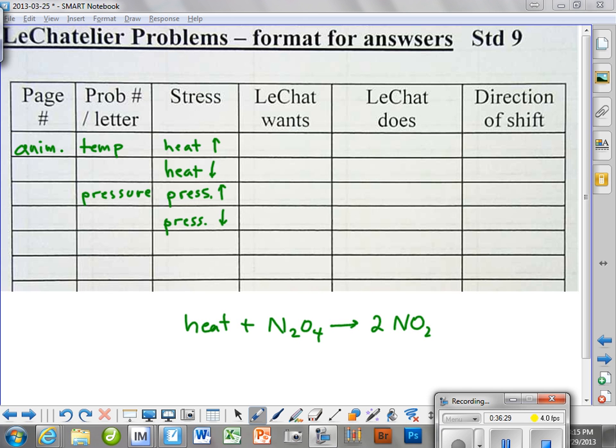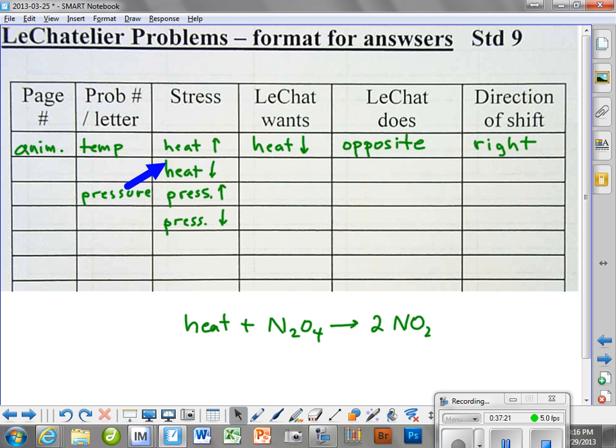Okay, let's make this thing happen. Let's see how we work with this particular equation. The N2O4, dinitrogen tetroxide, to nitrogen dioxide. And so LeChat, we're going to take the first one right up here. If we stress the system by adding heat, LeChat, of course, wants to take the heat down. Now to take the heat down, he has to go opposite to where the heat is. Now the heat is sitting right here, on the left side. So opposite of the left is right, and that's the direction of the shift.